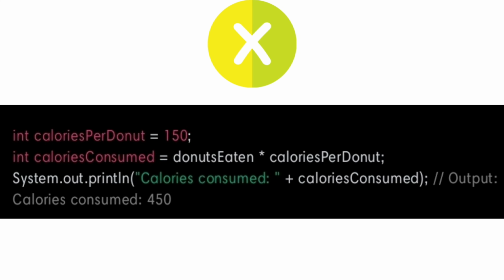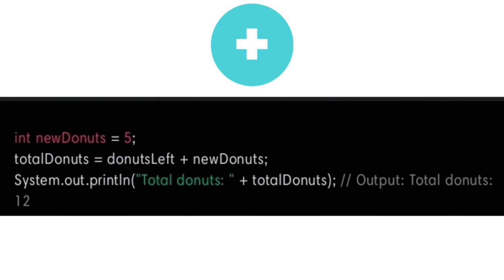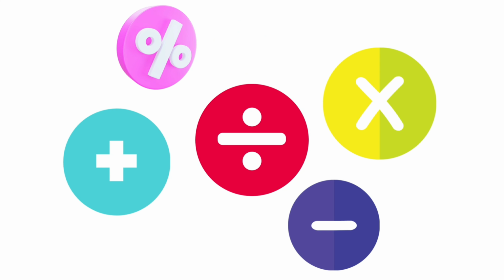Now, let's quickly go over multiplication. If each donut has 150 calories and you eat 3, how many calories have you consumed? Just multiply. And finally, addition. If you buy 5 more donuts, how many do you have now? See, arithmetic operators in Java are easy.